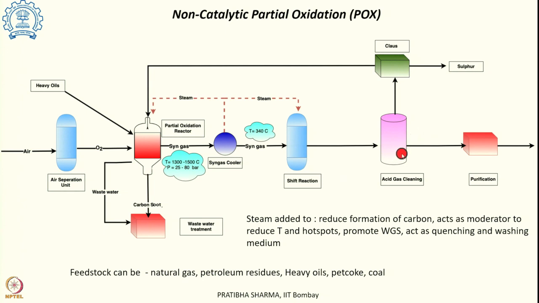Small amounts of other impurities which are left in the hydrogen outlet stream can further undergo a purification step to get pure hydrogen. Now, in the entire process, steam is added, and that plays multiple roles. Steam is added not only to reduce the carbon formation in the process, but also, after cooling, the syngas has a substantial amount of steam that can undergo the water gas shift reaction.